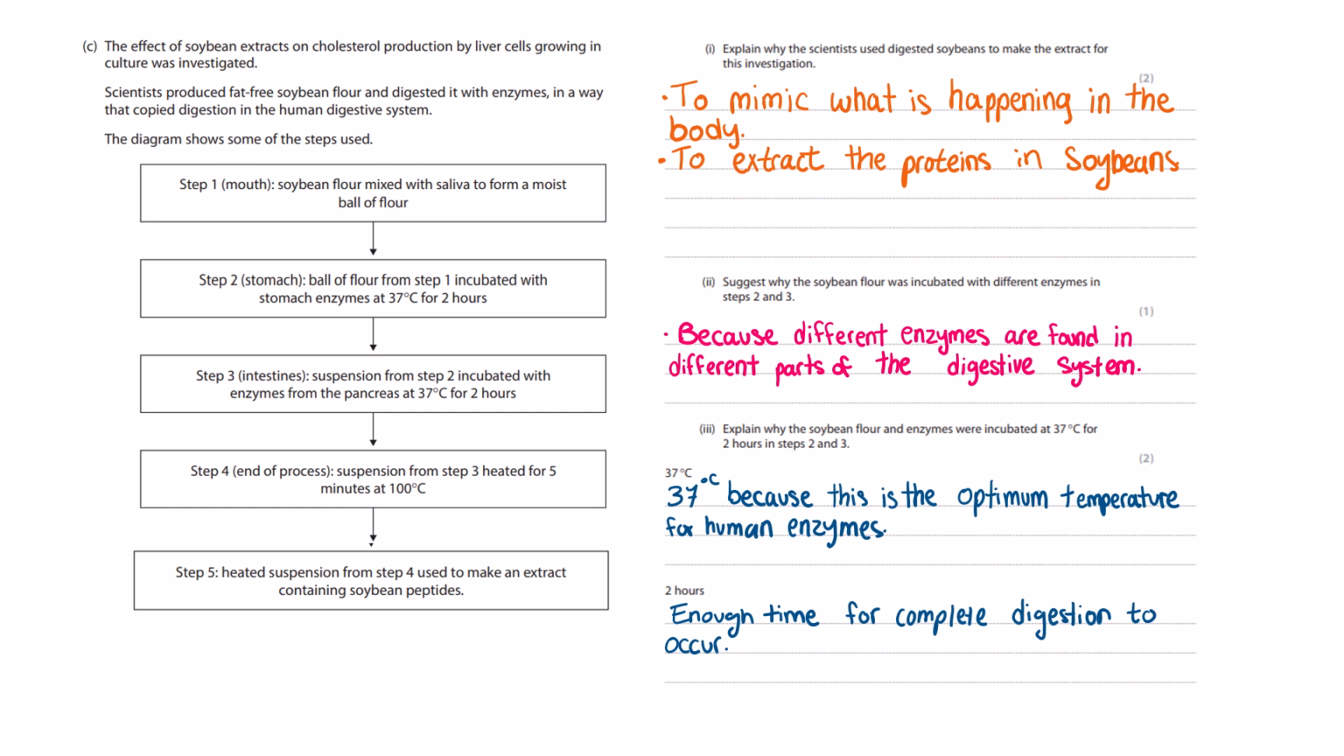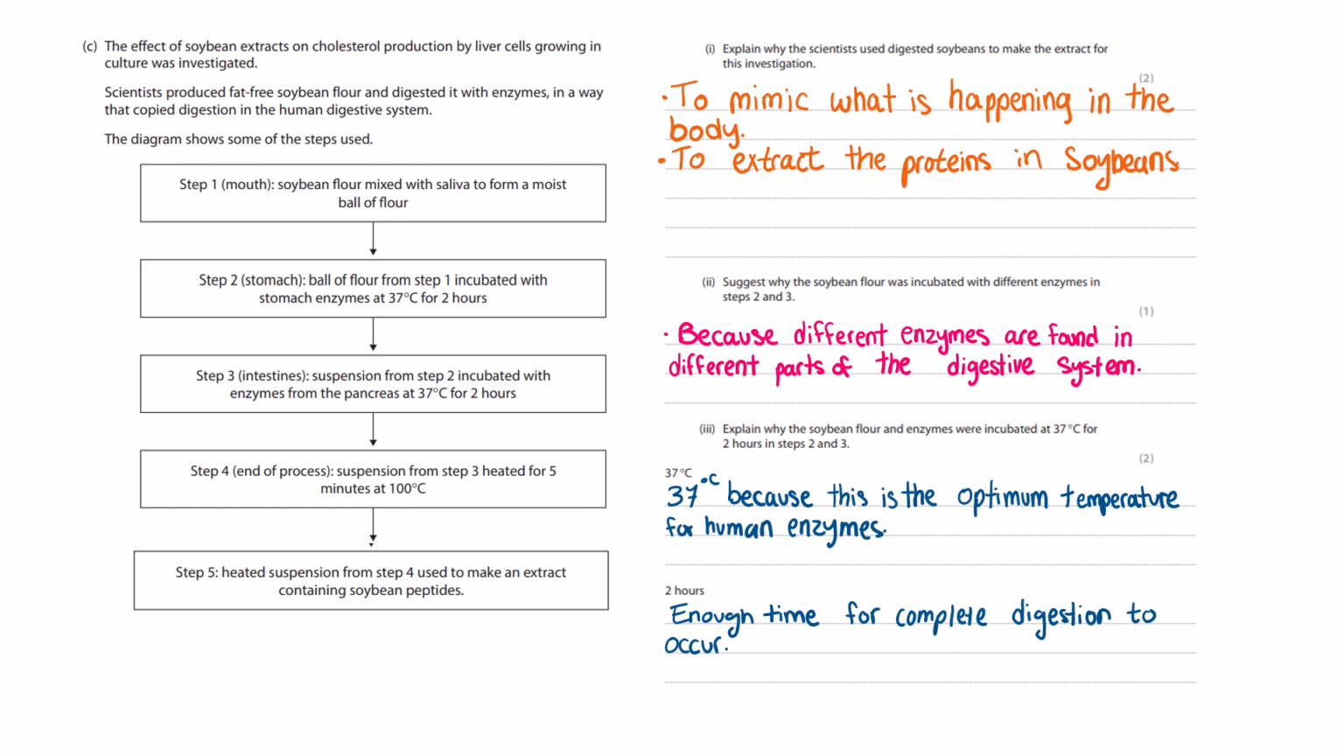Well, remember, our digestive system has different enzymes in every part. The enzymes in our stomach are not the same as the enzymes in our colon, or our large intestine or our small intestine or in the duodenum. Okay, so because different enzymes are found in different parts of the digestive system.